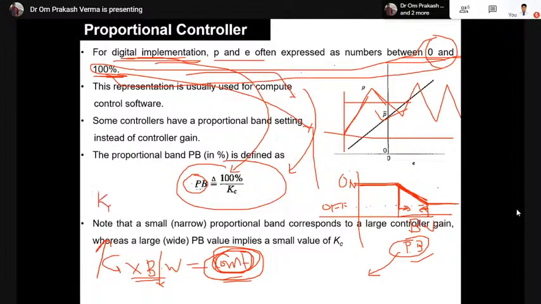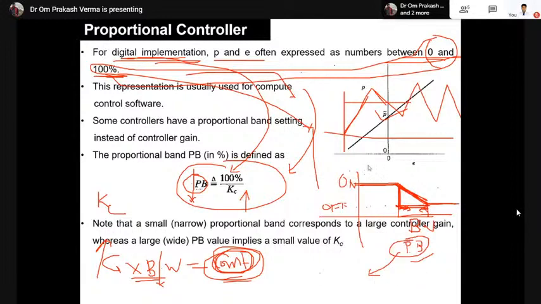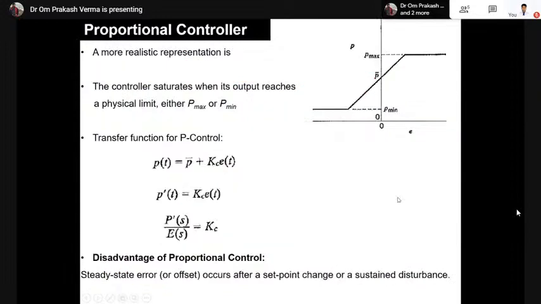When Kc increases, this is the Kc, and this is the proportional band. So what I mean to say is, when you increase the value of Kc beyond a certain limit, what happens here is that this proportional band looks like this.